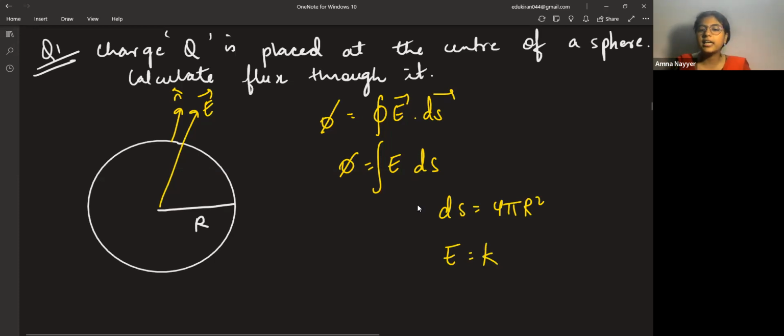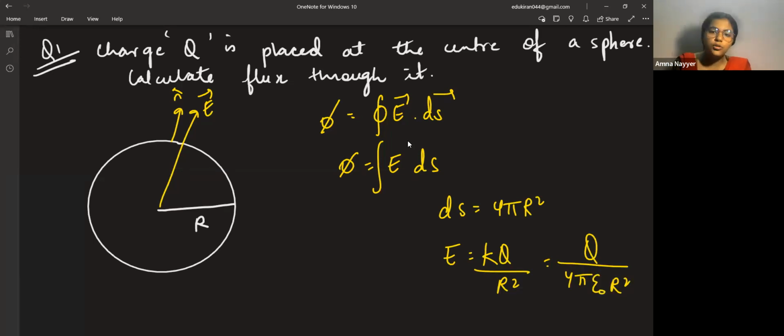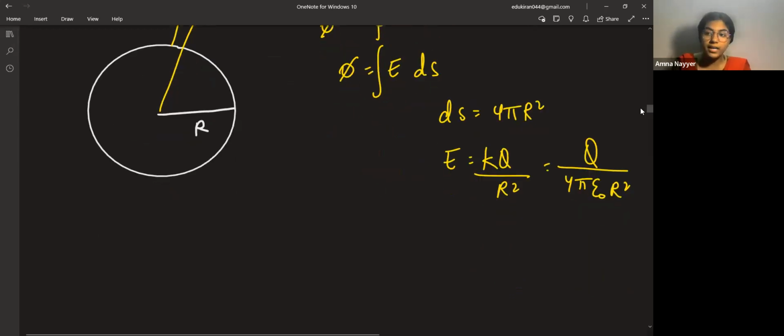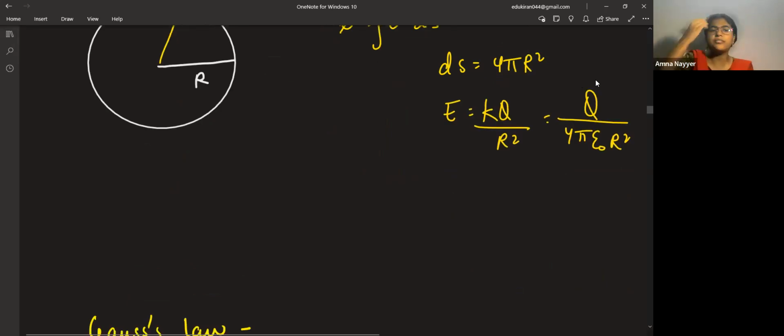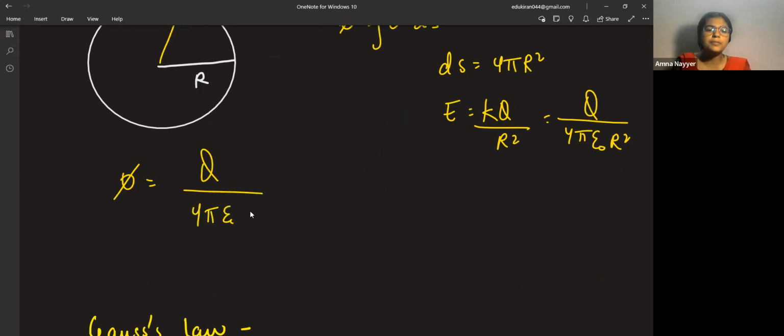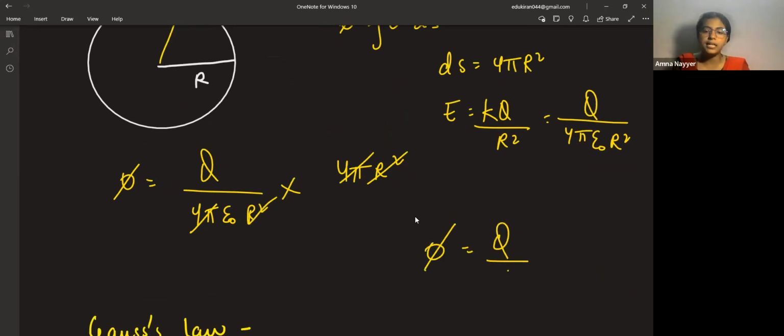So this is K. Charge is already given as Q. Radius is r. Let me write K as 1 over 4 pi epsilon naught, so we have Q over 4 pi epsilon naught r square. So we have E with us, we have ds with us. This is very important. Why? You will just understand. This question doesn't seem so difficult, but it has a lot of significance. Why? See, let us put both the values. Q by 4 pi epsilon naught r square multiplied by 4 pi r square. 4 pi will be cancelled, r square will be cancelled. Phi is equal to Q by epsilon naught.